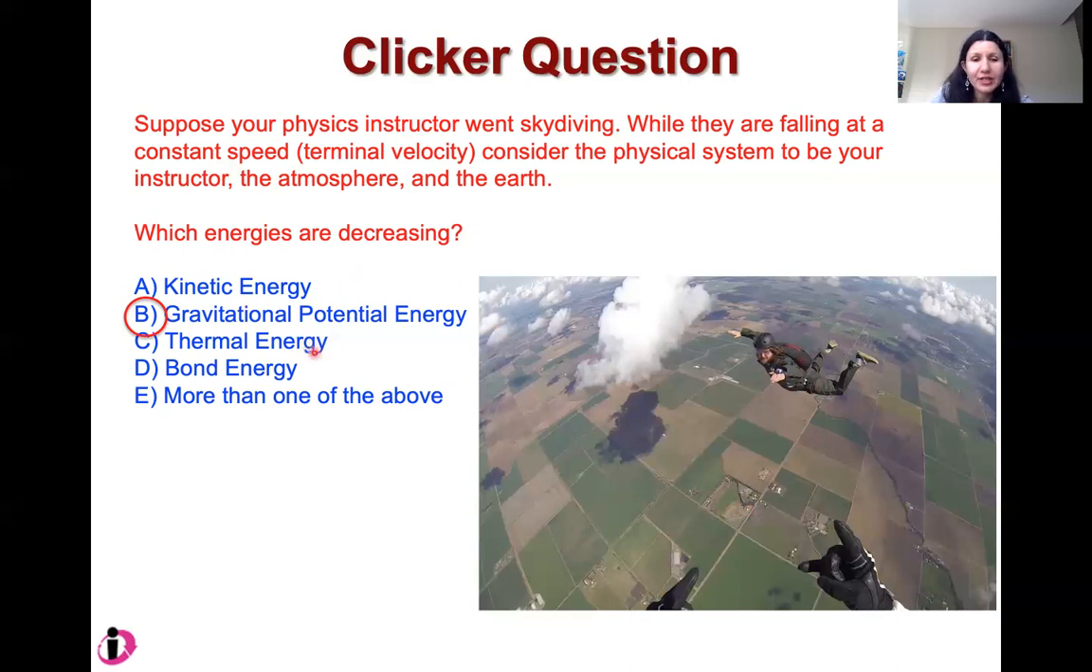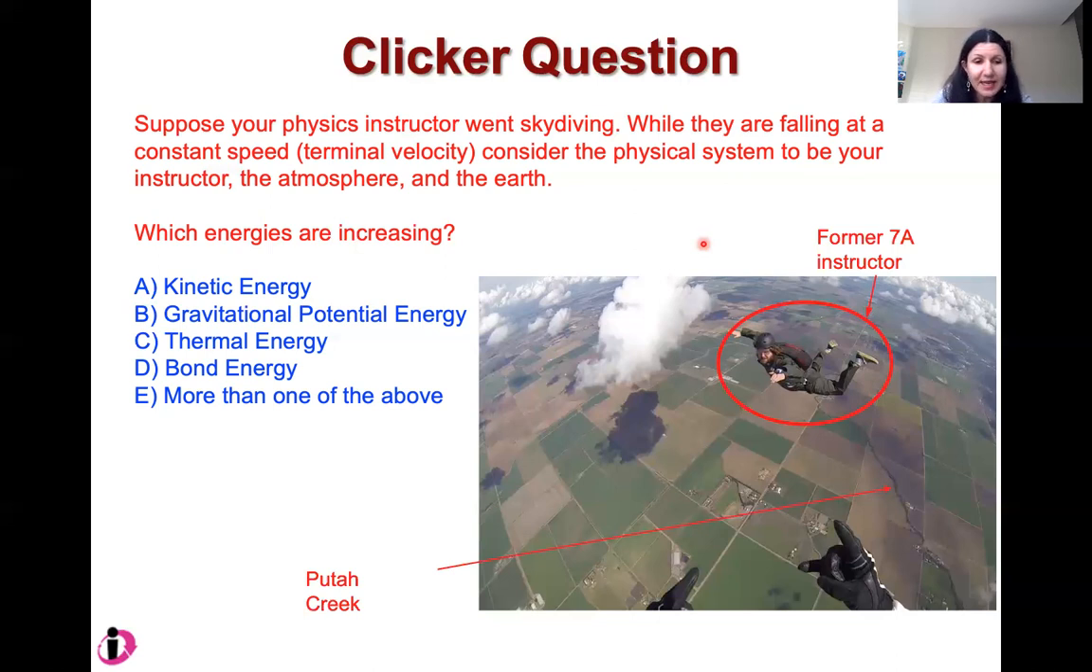Thermal energy cannot be decreasing. Nothing is cooling down, and there are no phase changes happening. So it's just gravitational potential energy. Same question now, but increasing: which energy is increasing? I didn't want to say too much in the previous one to give it away. We've just concluded that there's one energy that's decreasing, which is gravitational potential energy.